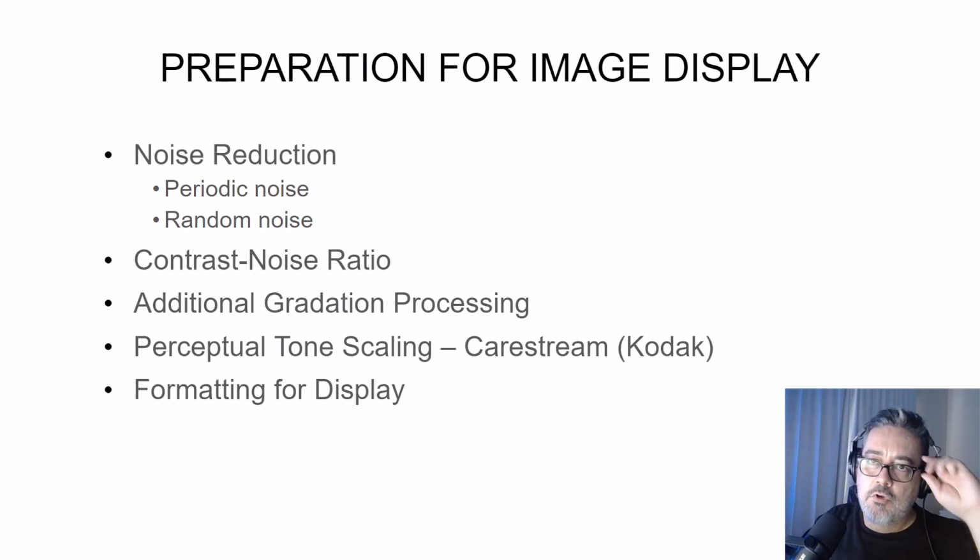Okay, for this next portion, we're really going to be focusing on image noise and contrast to noise ratio. We'll break down the two types of noise we do need to consider. That's periodic noise, which is basically electronics noise, and random noise, which comes from quantum mottle. Additional gradation processing occurs once the pre-processing of the image has been completed, and this is just one final adjustment before the image is presented.